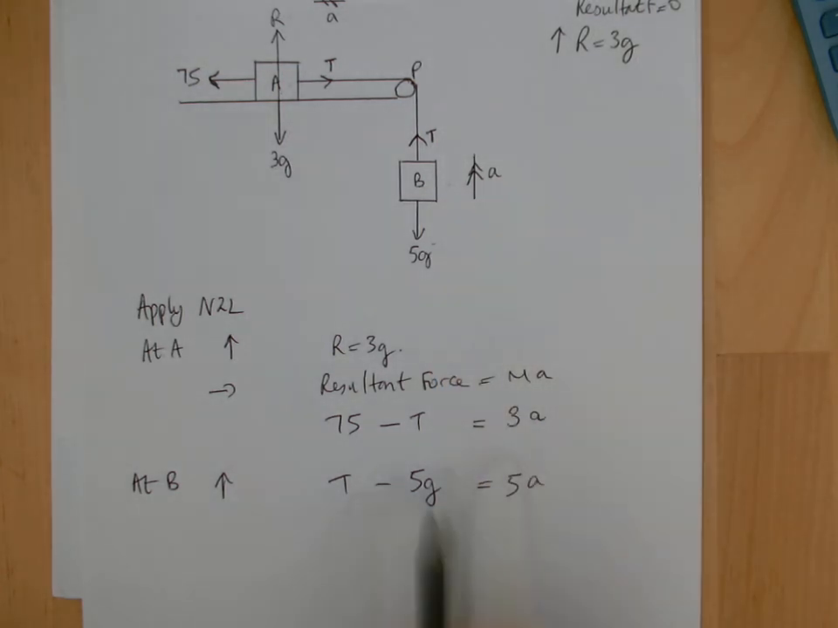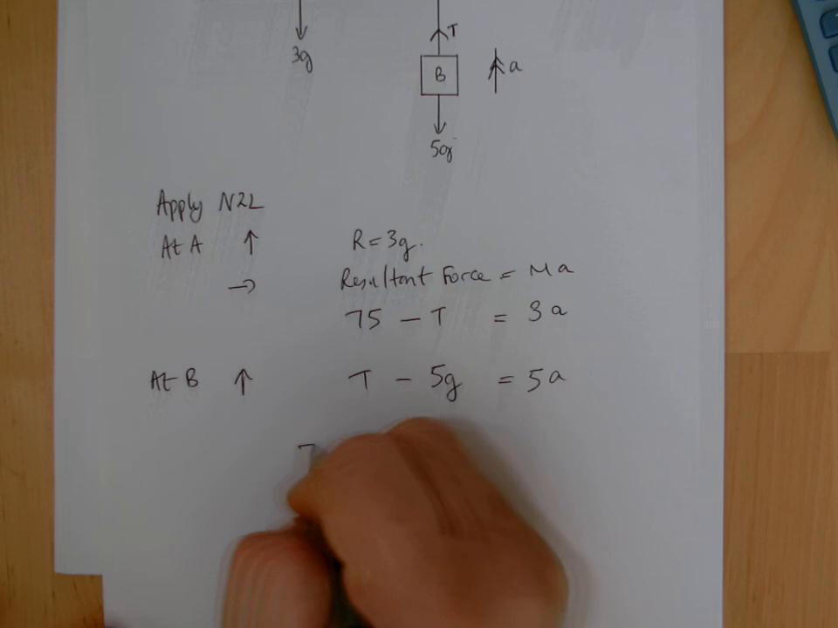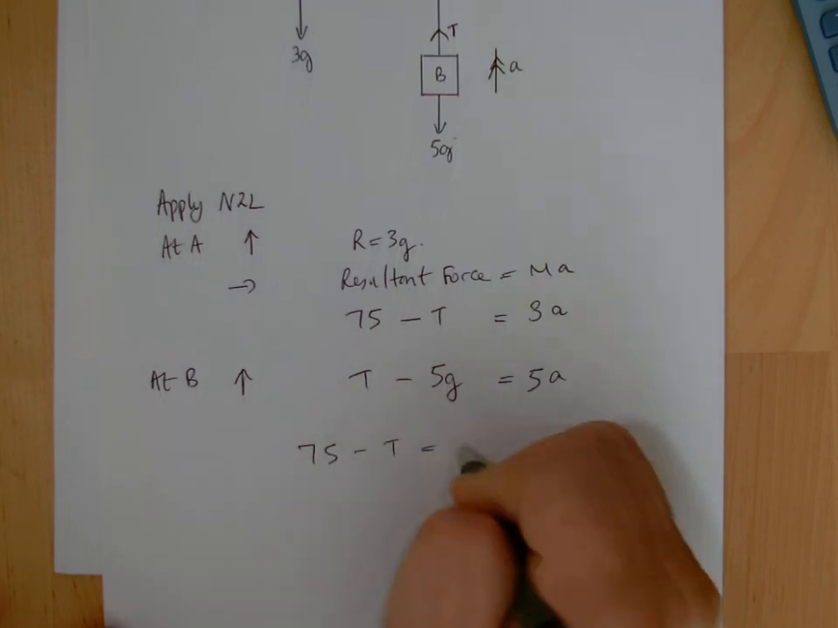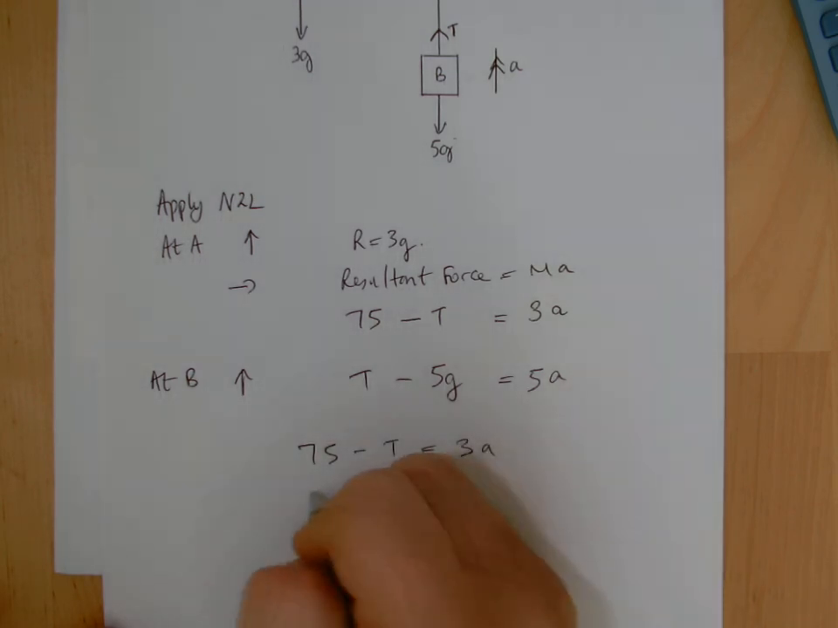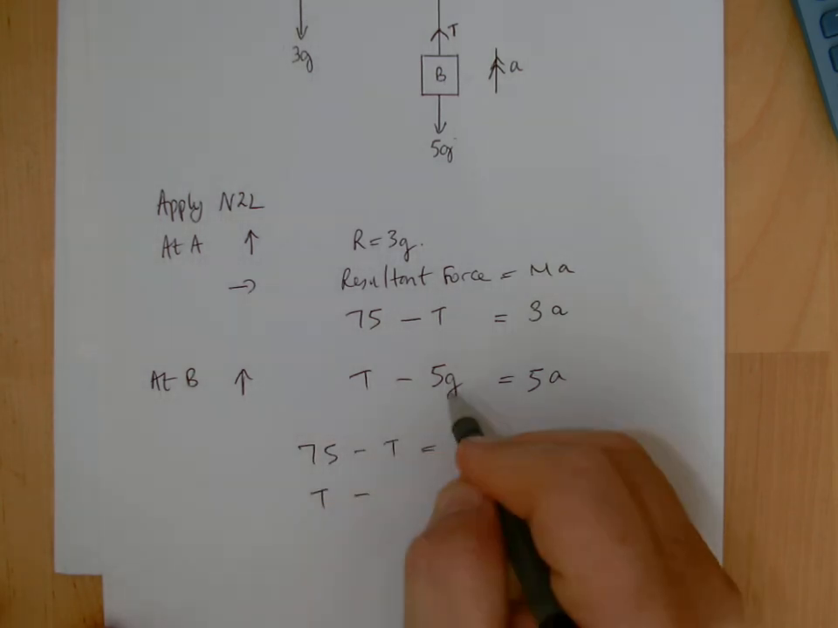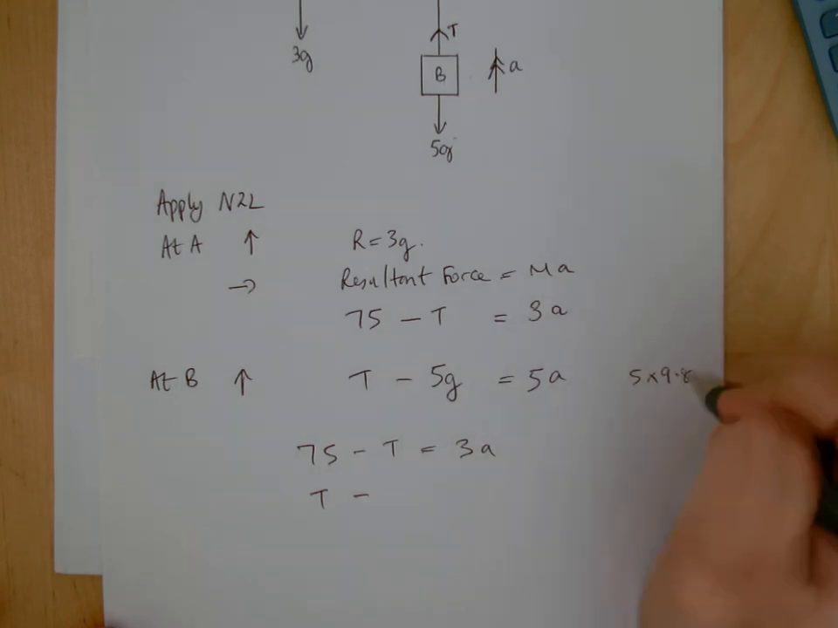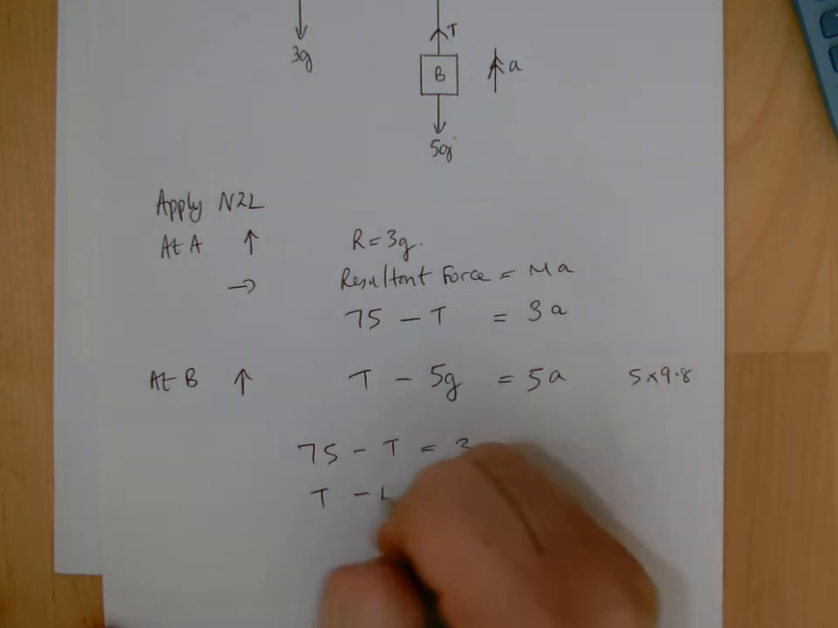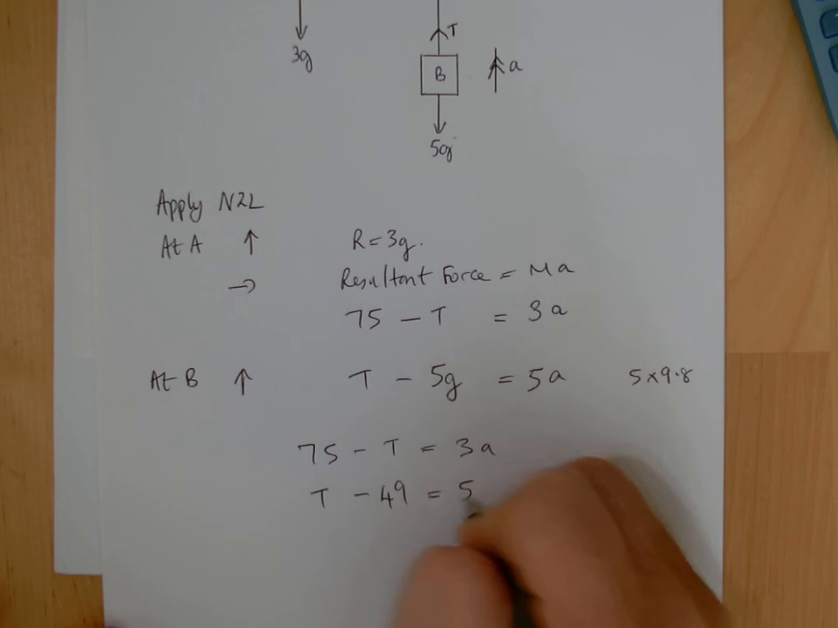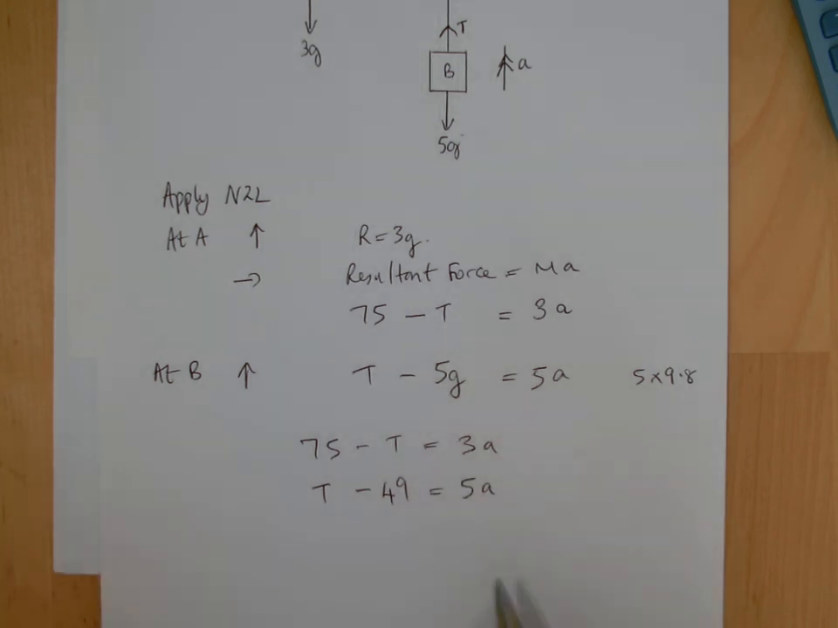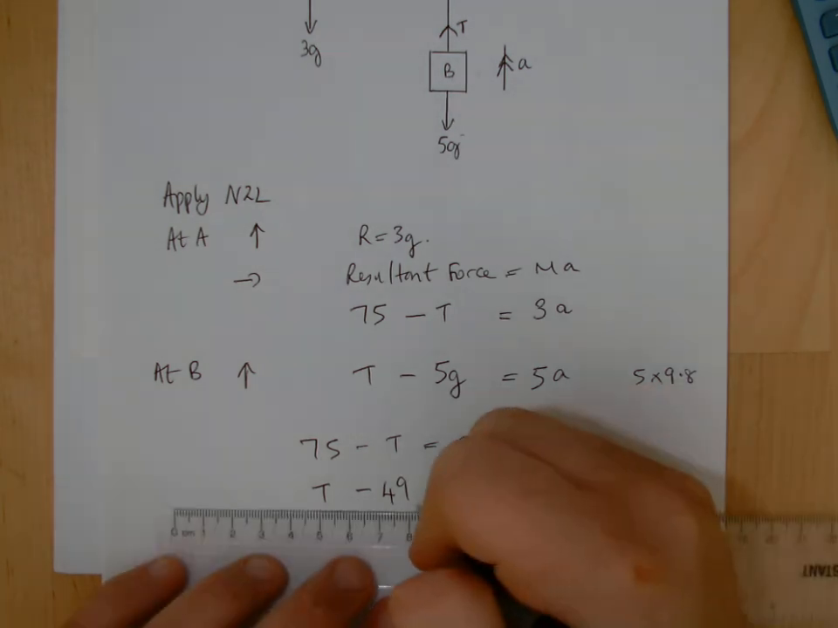So look at what we've got here. We've got 75 minus T equals 3A. And then we've got T minus 5g. Well, remember 5g is just 5 times 9.8, because g is 9.8, so that'll be 49, equals 5A. So we want to find T, we want to find A. What do you think we're going to need to do here? Think about it, of course, it's simultaneous equations.